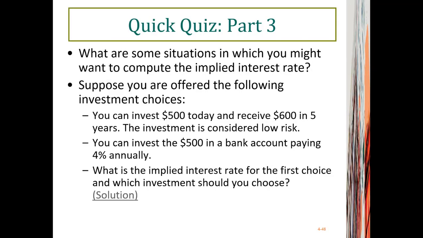So here's a quick quiz. What are some situations in which you might want to compute implied interest rate? Here you can compare what you can do today and what you want to achieve in the future in terms of money. A typical question would be what interest rate it would be if you want your money to double in 5 years, in 10 years, right? Another example would be, okay, today you have $5,000, and if you need $15,000 in 10 years, then what interest rate should it be?